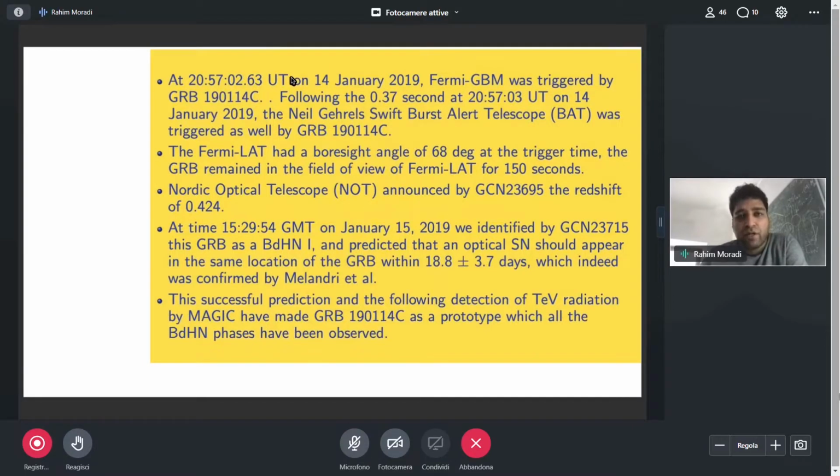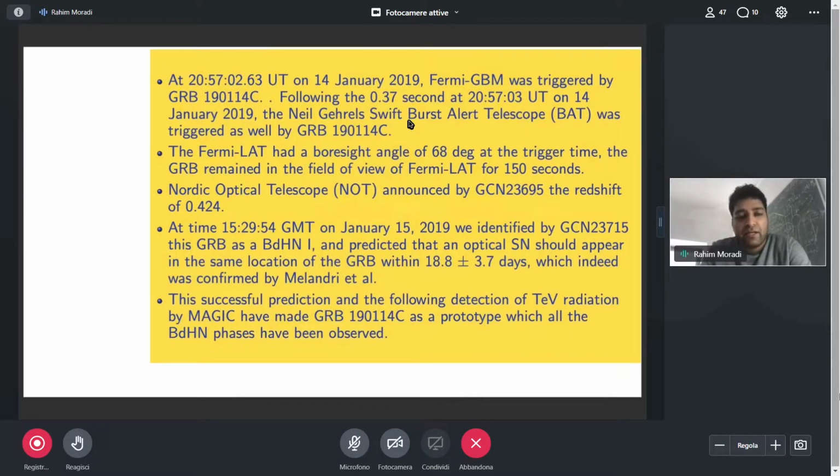At this time, Fermi GBM observed and got triggered by this GRB, and after some seconds, other satellites were triggered by this GRB. As soon as it was triggered by Fermi GBM, Fermi LAT, another detector on the Fermi satellite, started to look at it and observed high energy GeV emission from 100 MeV to 100 GeV.